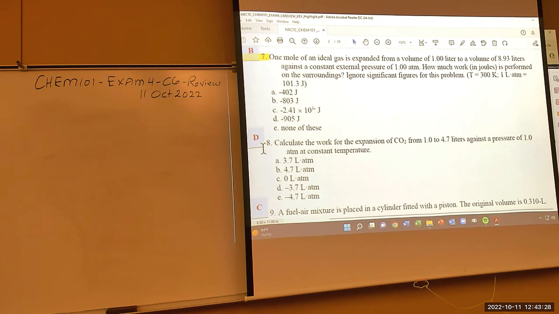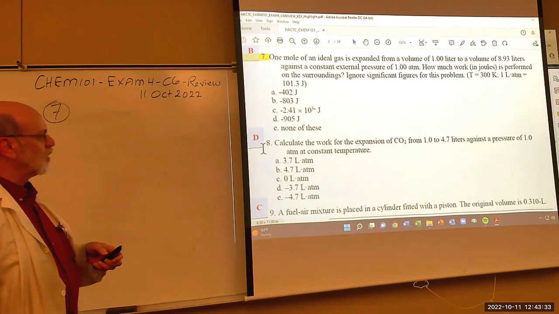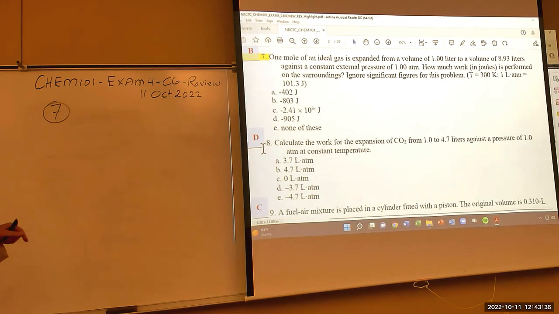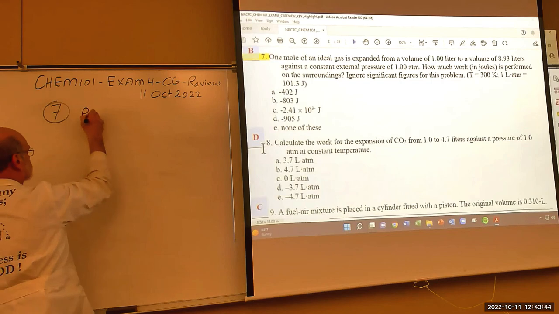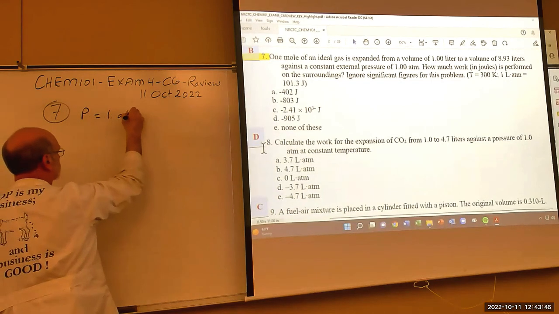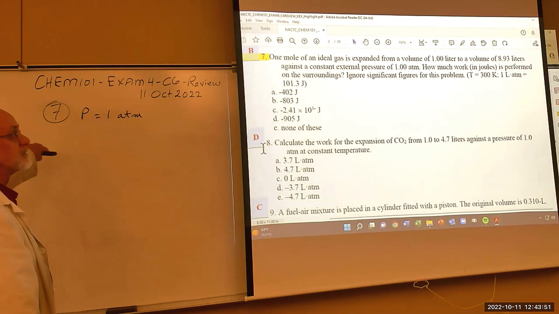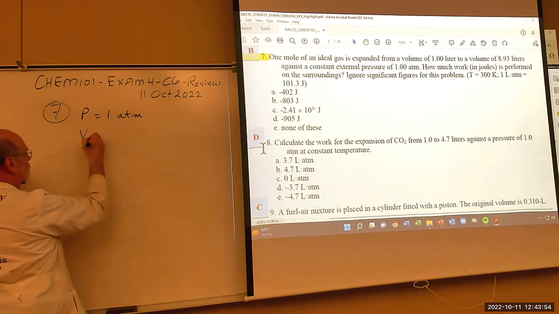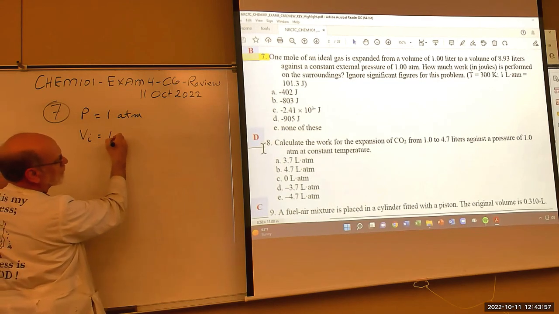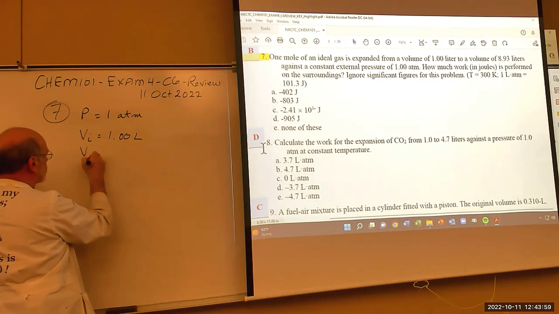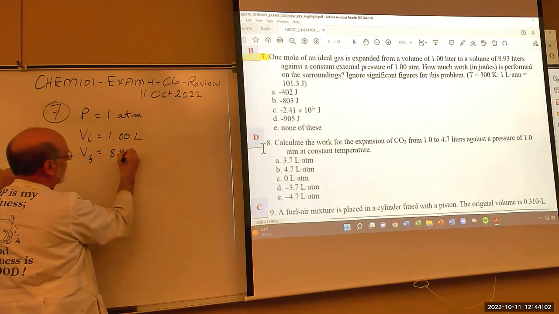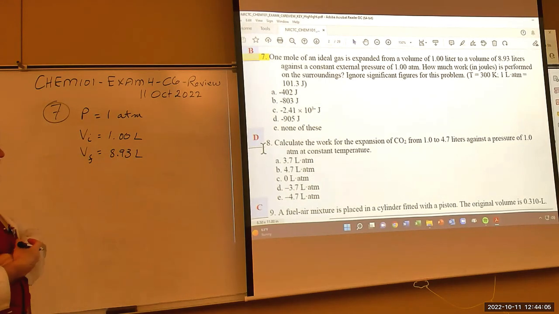All right, number seven. 1 mole of an ideal gas is expanded from a volume of 1 liter to a volume of 8.93 liters against a constant external pressure of 1 atmosphere. Okay, so the pressure is constant at 1 atmosphere, and the initial volume is 1.0 liter. The final volume is 8.93 liters. Okay, so far so good.